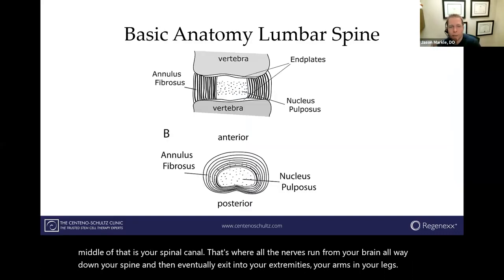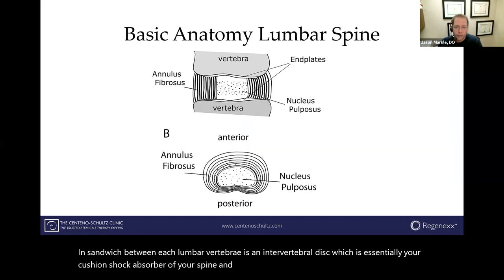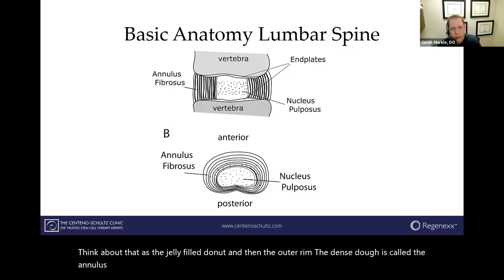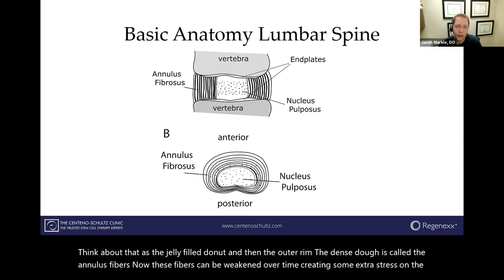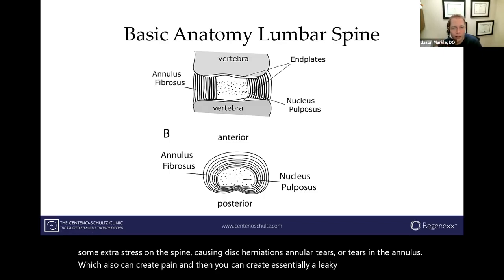And sandwiched between each lumbar vertebra is an intervertebral disc, which is essentially the cushion, the shock absorber of your spine, and it's sort of like a jelly donut. You've got the nucleus pulposus, think of that as the jelly-filled donut. And then the outer rim, the dense dough, is called the annulus fibers. Now, these fibers can be weakened over time, creating extra stress on the spine, causing disc herniations, annular tears, or tears in the annulus, which can also create pain. And then you can create essentially a leaky hole in the disc where it leaks out onto nerves, causing some nerve irritation.